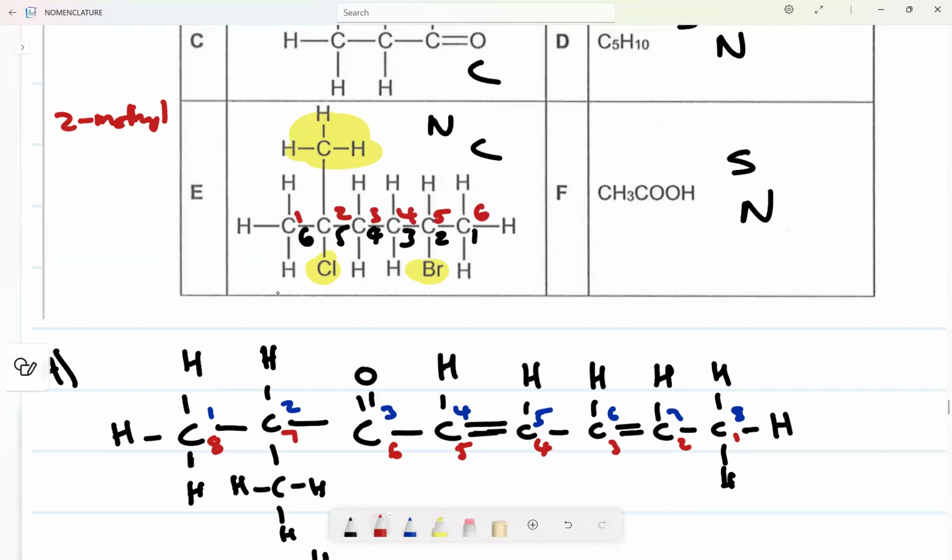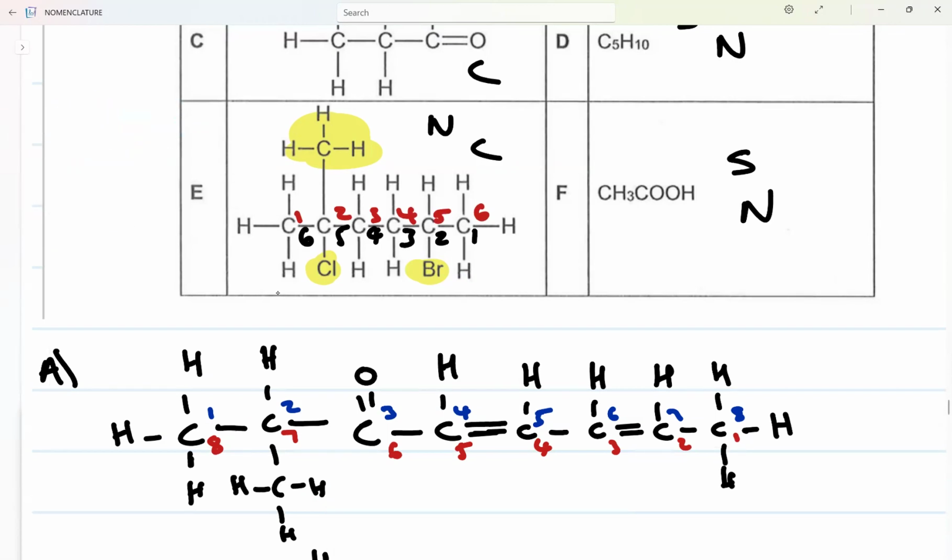We also have 2 chloro. Can you see? 2 chloro. I have what? 5 bromo. I cannot say 2,5 dichlorobromo. I only use di if it is the same substituent. Like if it was Cl here, I was going to say 2,5 dichloro. Then the total here is 9. Okay, the red one, the total is 9.